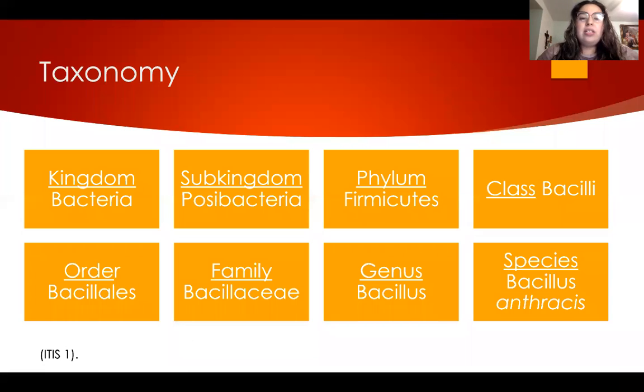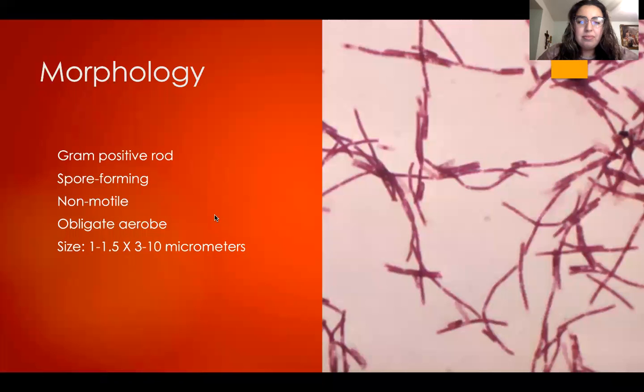So let's talk about the taxonomy of Bacillus anthracis. It is the kingdom bacteria, and then from the subkingdom Posibacterium, from the phylum Firmicutes, the class Bacilli, then the order is Bacillales. The family is Bacilliaceae from the genus Bacillus and the species Bacillus anthracis.